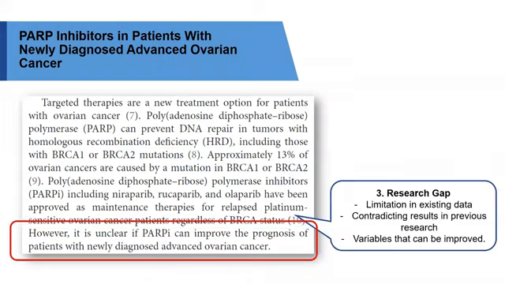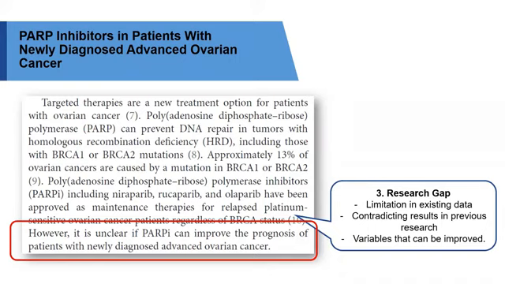And finally, they mention their research gap, that it is unclear if PARP inhibitors can improve the prognosis of patients with newly diagnosed advanced ovarian cancer. So a research gap can be in many forms. It can be, for example, a limitation in existing data. There is not enough data in a certain disease area, and we're looking for more answers to more questions.